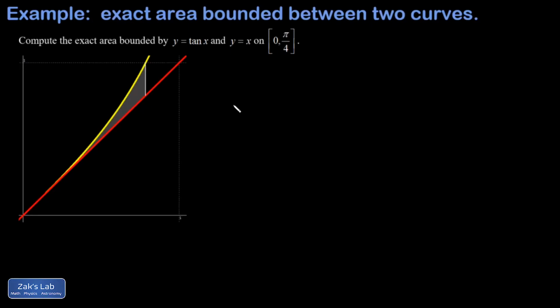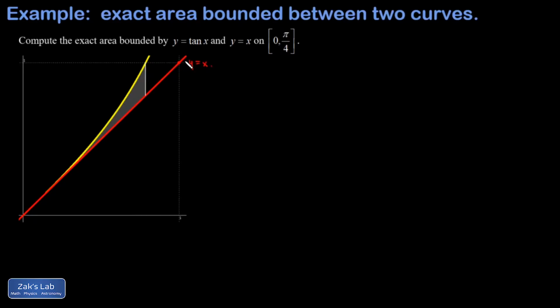In this video, we're asked to compute the exact area bounded by y equals tangent x and y equals x on the interval 0 to pi over 4. So just to identify our two functions real quick, the straight line is y equals x. And I can see that's passing through the origin and the point (1, 1).